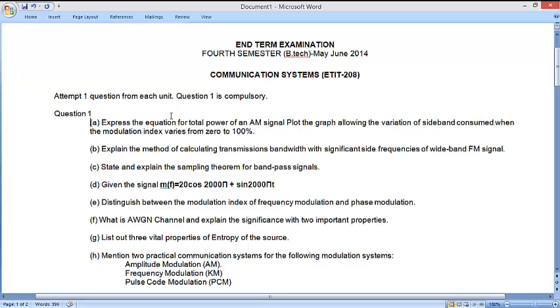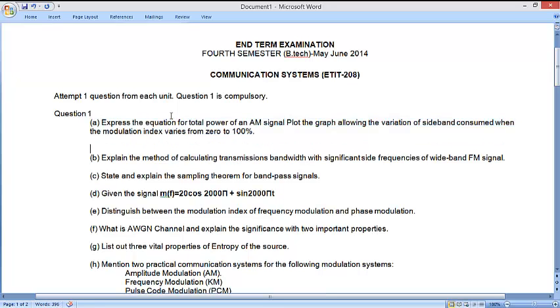And our very first question is: express the equation for the total power of an AM signal and plot the graph showing the variation of sideband power consumed when the modulation index varies from 0 to 100%. So first of all, in this question you have to write the general expression of the AM signal.